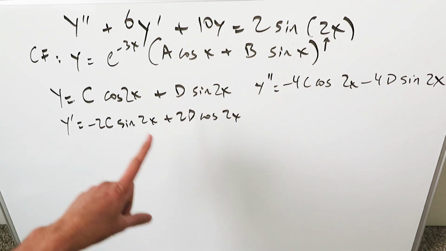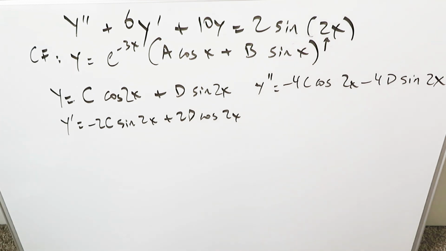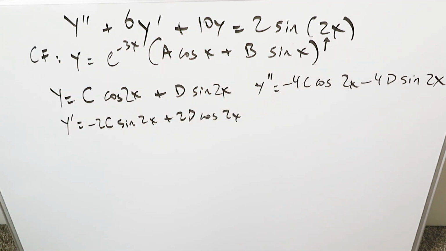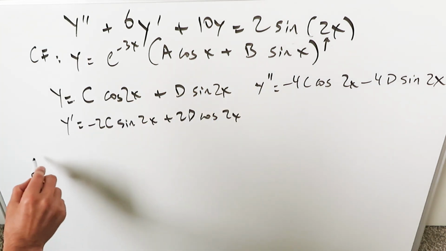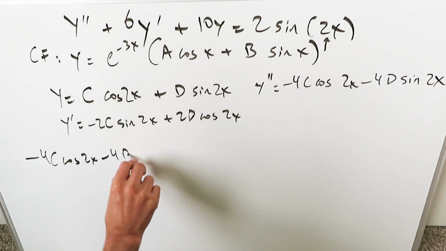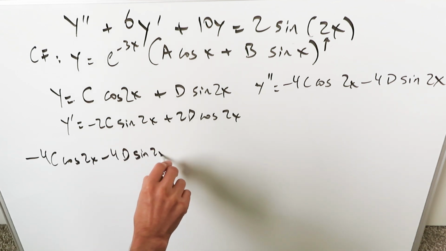But this is where it'll get messy when you plug it into here places of double prime, single prime, and y, and then you solve it out. Systems of linear equations will become complex. So bring it in. Double prime is going to be minus 4c cosine 2x minus 4d sine 2x.